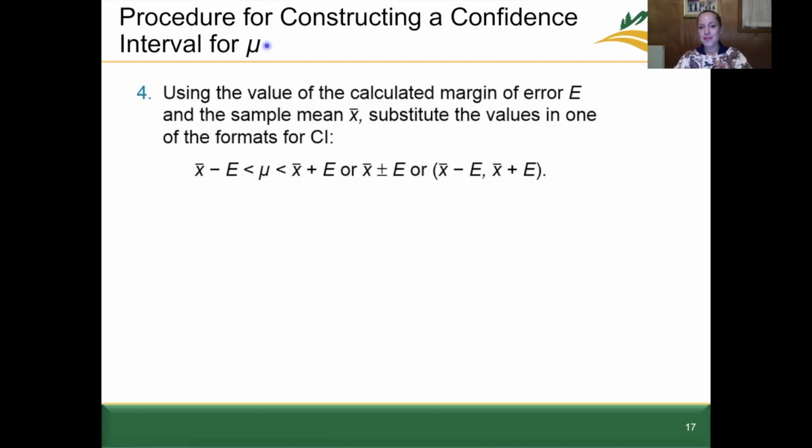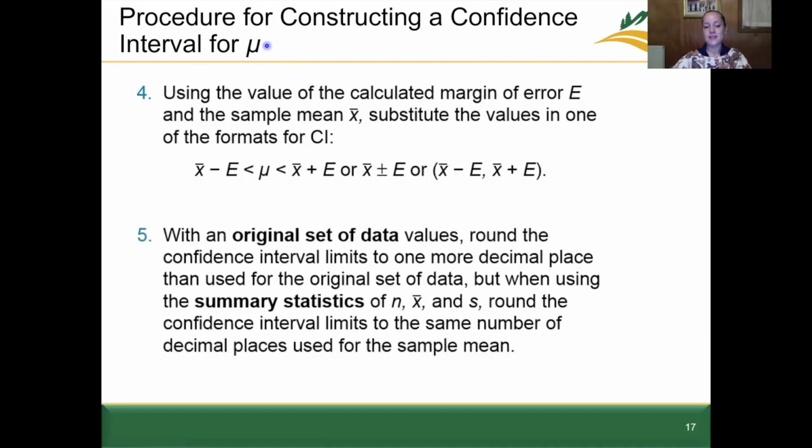Then step number 5 is how we round off. Remember there's 2 different scenarios here. So if we have an original set of data values, we round the confidence interval limits to 1 more decimal place than used for the original set of data. If, however, we're using summary statistics of n, X bar, and s, then we round the confidence interval limits to the same number of decimal places used for the sample mean, or X bar.